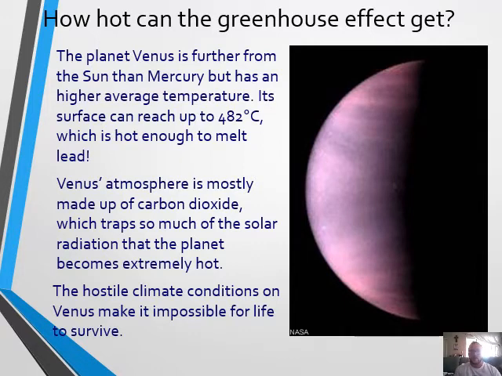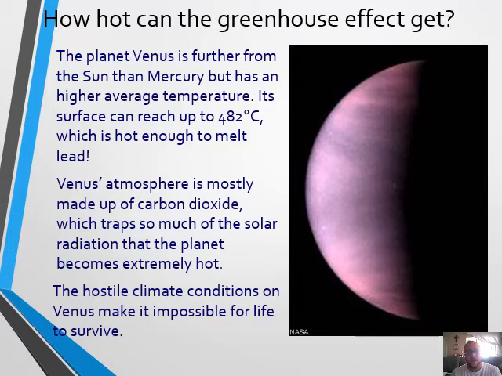How hot can the greenhouse gas effect get? So the planet Venus is further from the sun than Mercury, but has a higher average temperature. Its surface can reach up to 482 degrees Celsius, which is hot enough to melt lead. Remember, lead is extremely heavy and doesn't just melt.